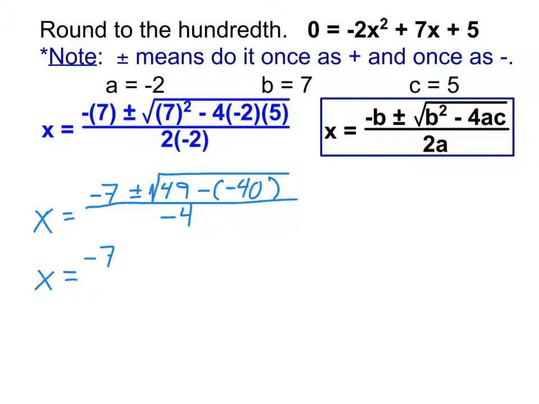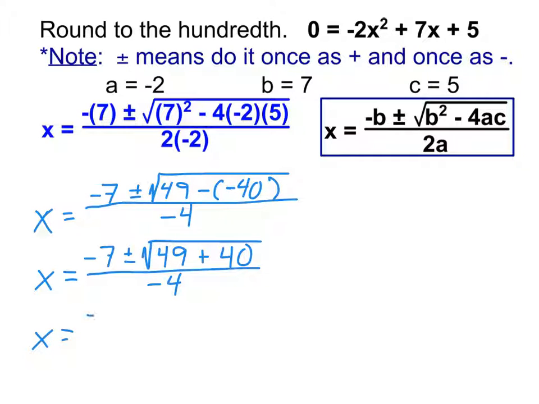Negative 7 plus or minus the square root of, and again, first time through, I'm going to show this one extra little step here that most of you will end up skipping here soon. All I'm doing is changing that minus and negative into a plus. That's the only thing I did there. And then we go x equals negative 7 plus or minus the square root of, now I'm going to go ahead and do that addition, which gives me 89 over negative 4.